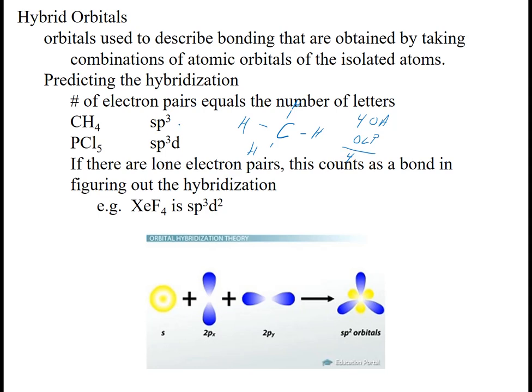So the sp3 is S and then 1, 2, 3 P's. Electron configuration says that there's one S orbital, there are 3 P's, and there can be up to 5 D's, but the most we ever have is 6. So the highest that we're going to see is sp3d2, which would be an example of xenon tetrafluoride. For the PCl5, it's phosphorus with 5 chlorines around it.